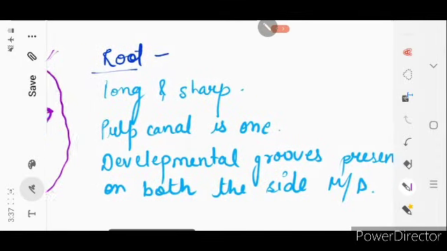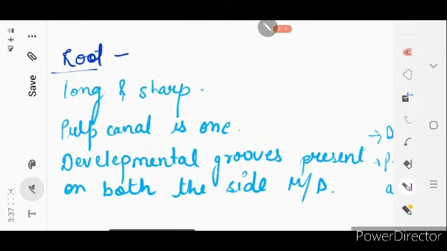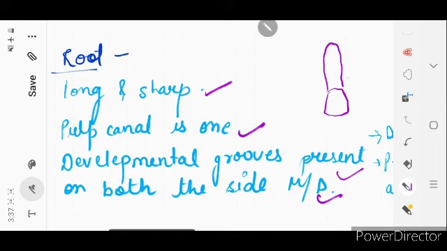Now let's talk about the root. The root is mainly long and sharp. There is only one pulp canal, and developmental grooves are present on both sides. Developmental grooves means there is a root and these are the crowns. If you look towards the mesial or distal side, a developmental groove is present, on both the mesial and distal sides.